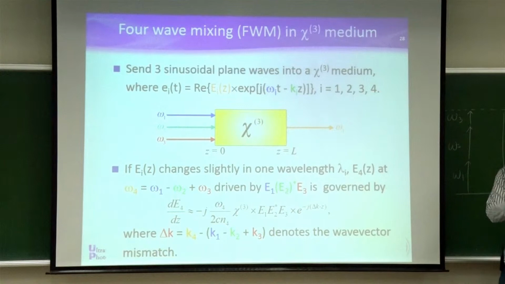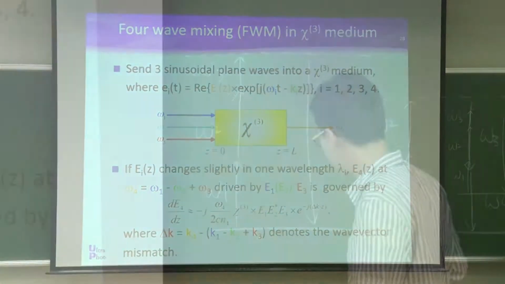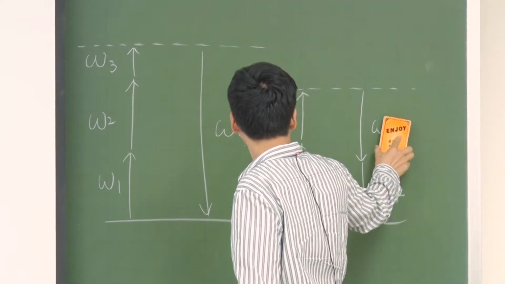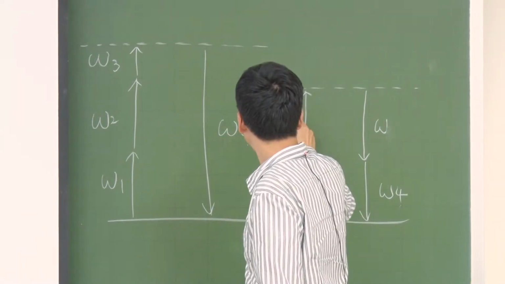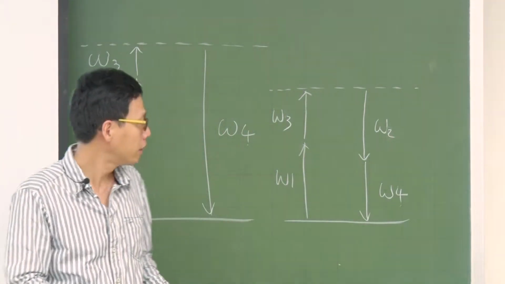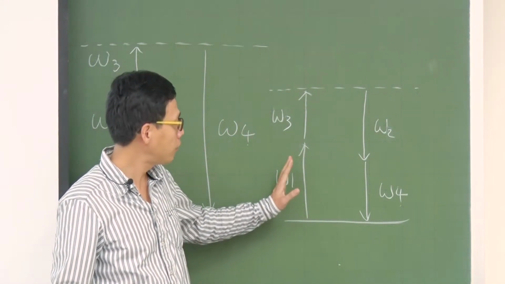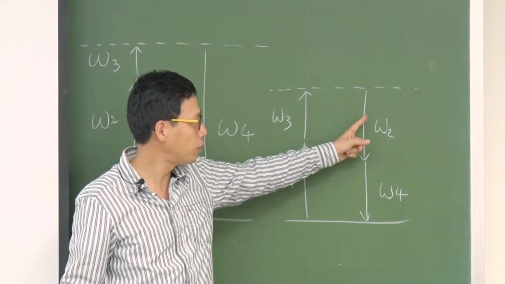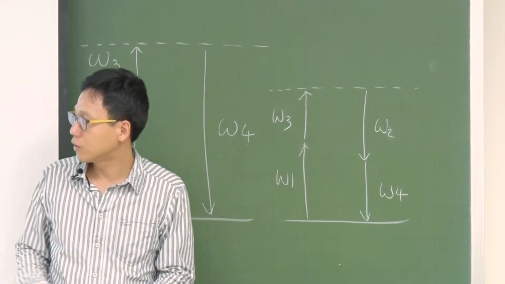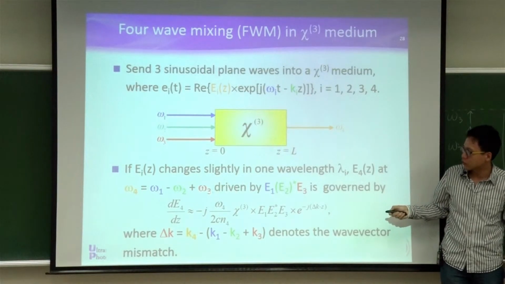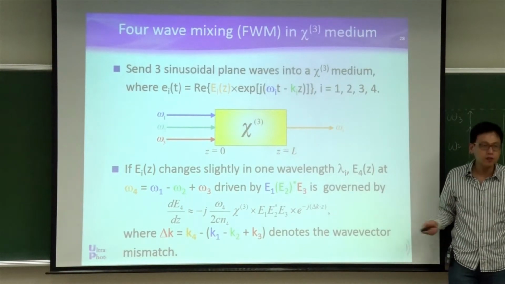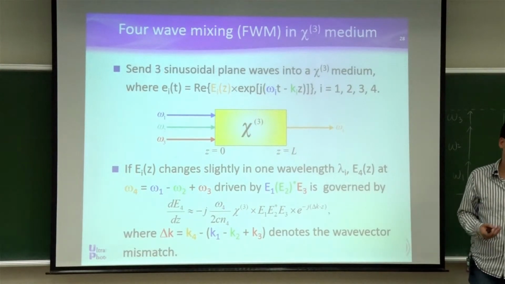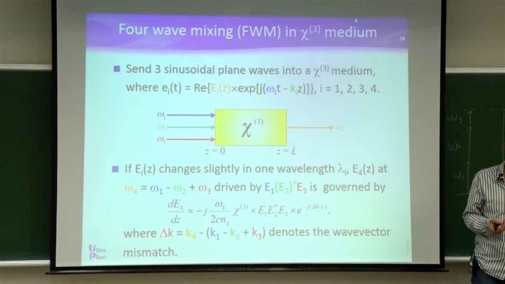And the lower half talks about one special case. Omega 4 equals omega 1 minus omega 2 plus omega 3. So it could be like this. Combining the input photons of omega 1 and omega 3 and emitting another 2 photons, omega 2 and omega 4. So we have this photon energy relation, and the delta K means the photon momentum relation. Momentum has to be conserved as well.